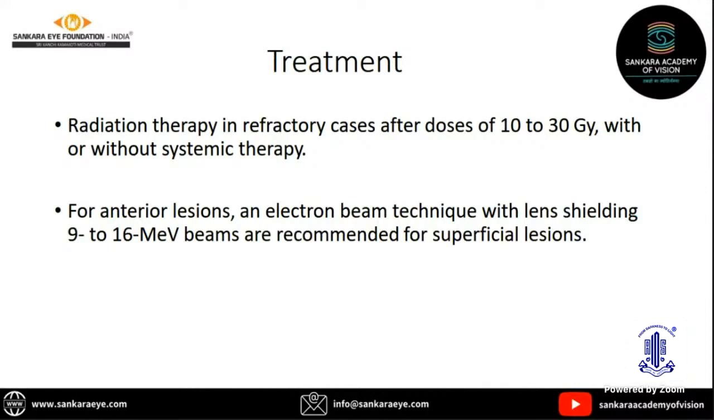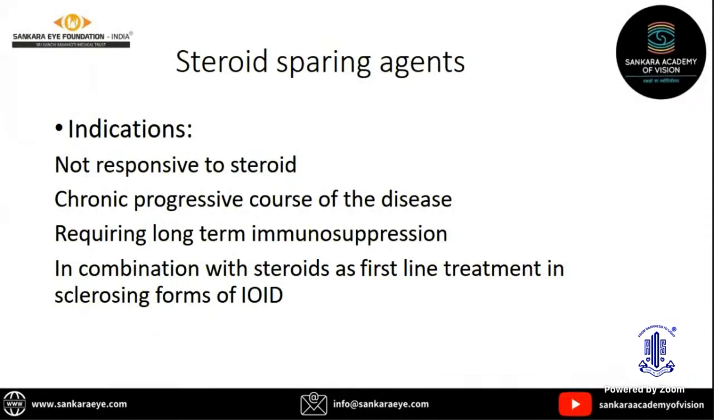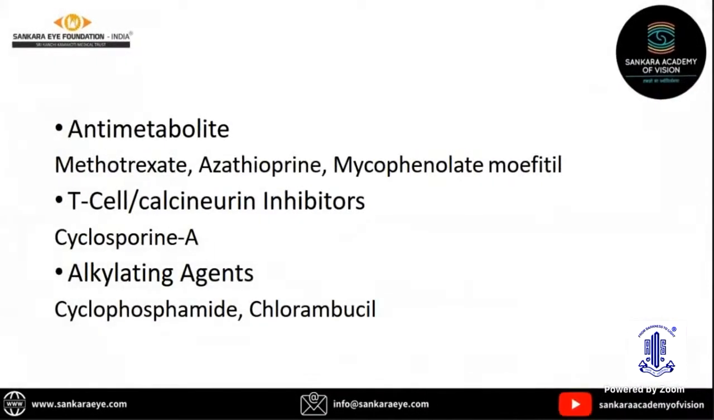Now, in refractory cases, radiation has good control rates of about 65 to 75% when the dose is 10 to 30 Gy, and anterior lesions can also be treated with electron beam. Steroid sparing agents can also be tried in patients who are not responding very well to oral steroids.